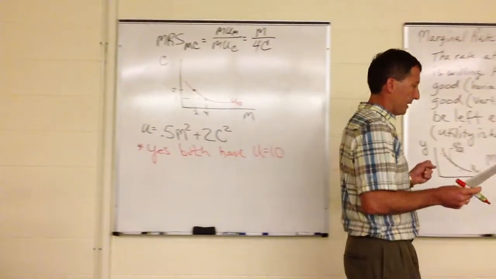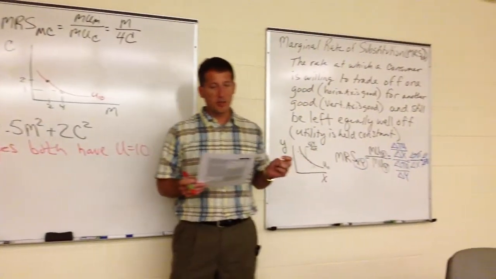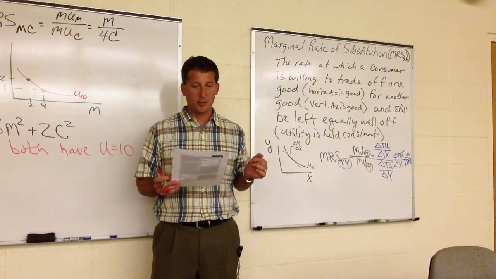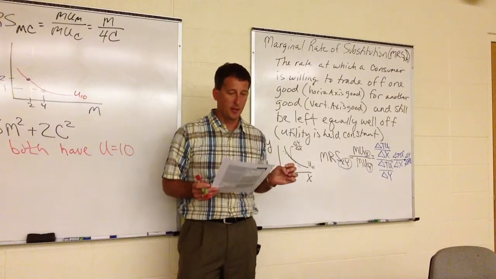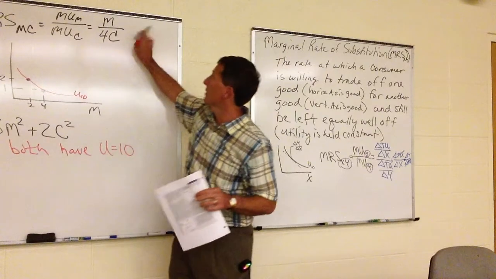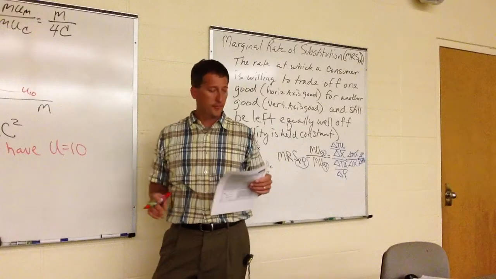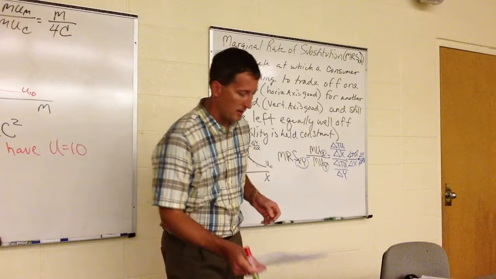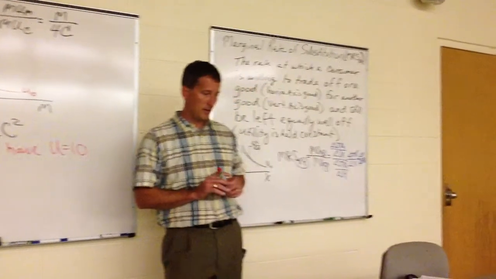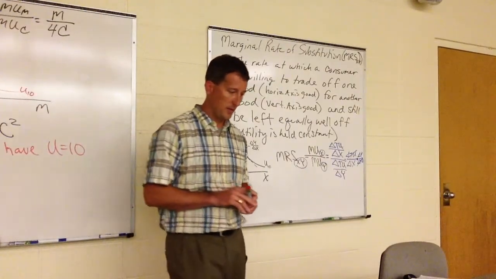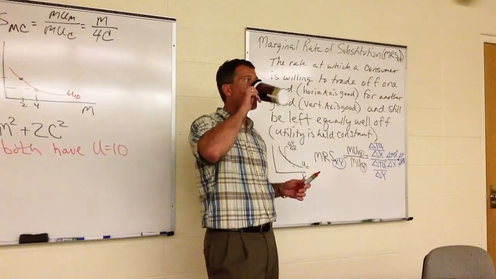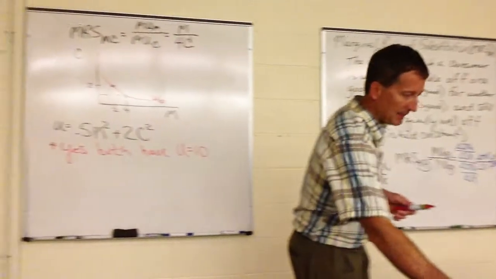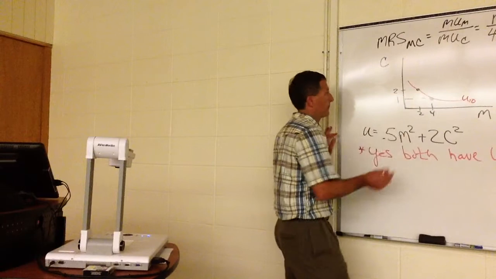All right, part C: calculate the marginal rate of substitution when m equals 4 and c equals 1, and when m equals 2 and c equals 2. So now we're going back to the MRS calculation. So we're trying to get this slope at these points, right?